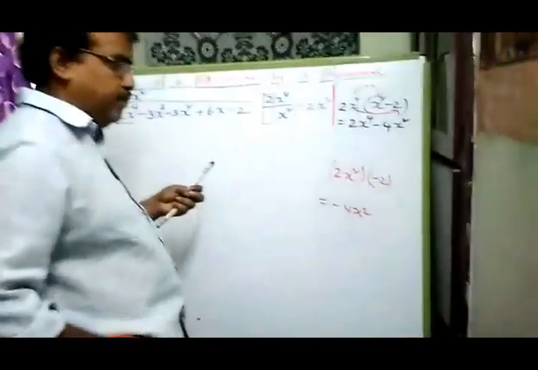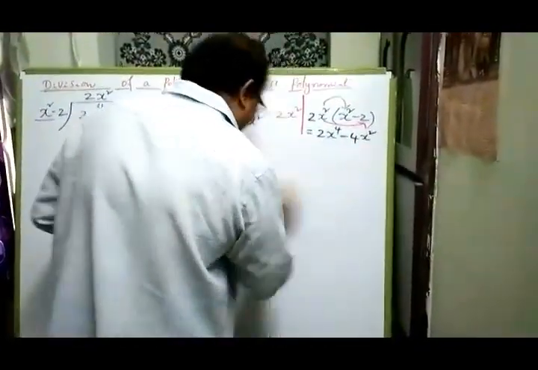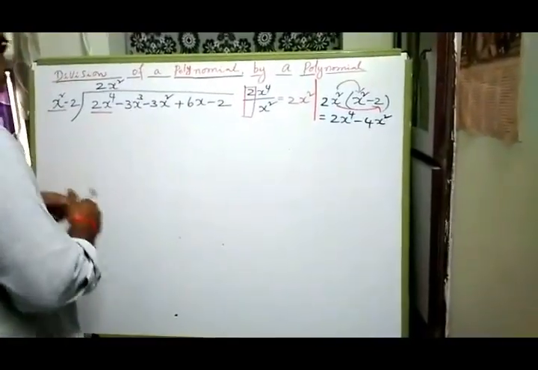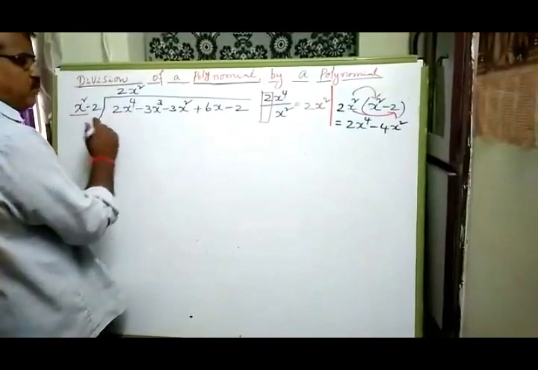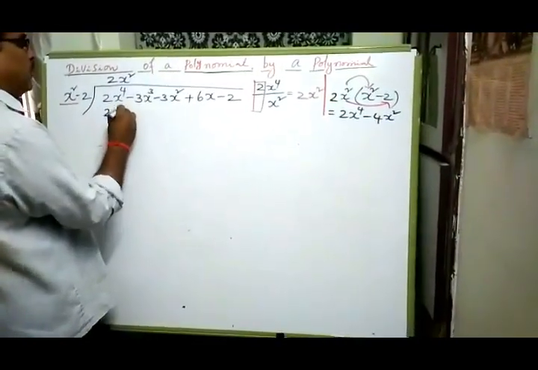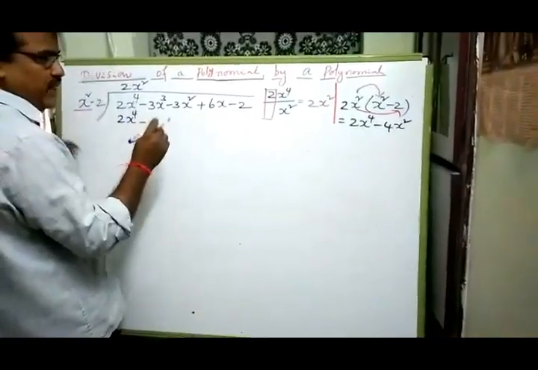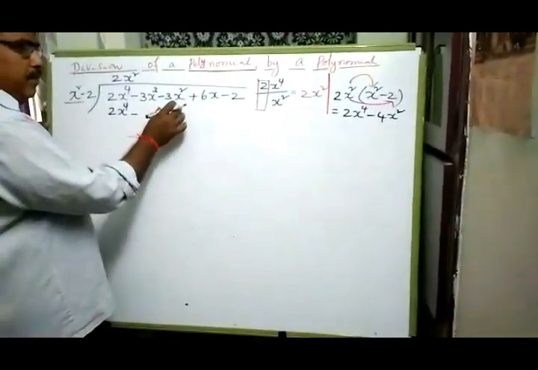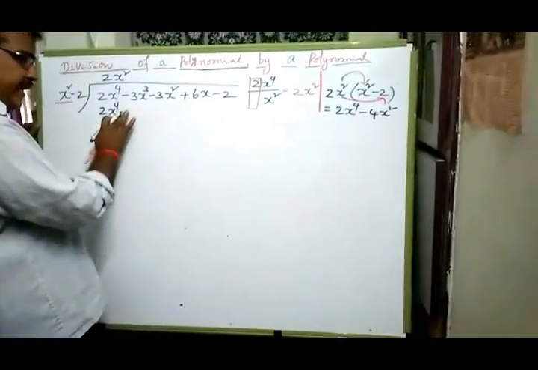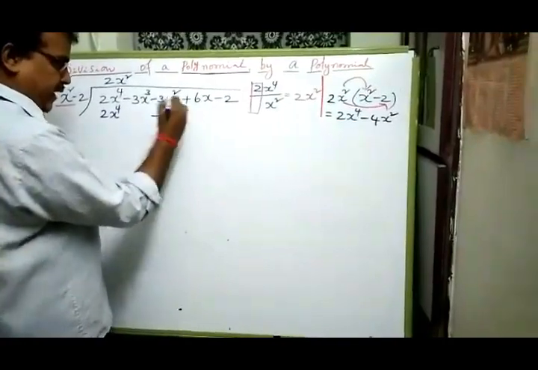Place this product below the dividend. What is the product? 2x square, 2x to the power of 4, minus 4x square. Definitely minus 4x square should be written below the x square term only. Don't write it here. This is very, very important.